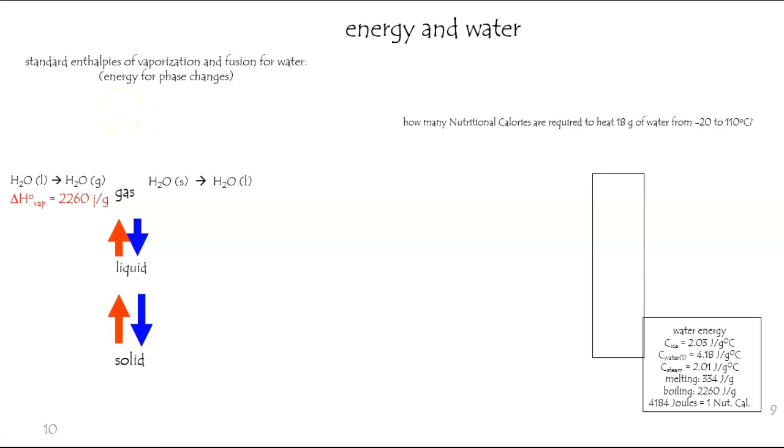We call those the standard enthalpies of vaporization and fusion. It's another example of scientists giving fairly complex terms for fairly simple processes. The enthalpy of vaporization of water is how much energy is required to turn it from a liquid to a gas. Now, you might not think that that's that hard to do, but 2,260 joules per gram? Oh my God, that's a big number.